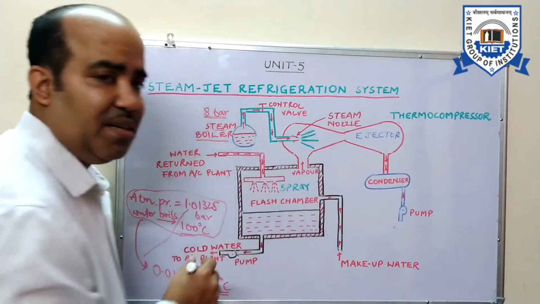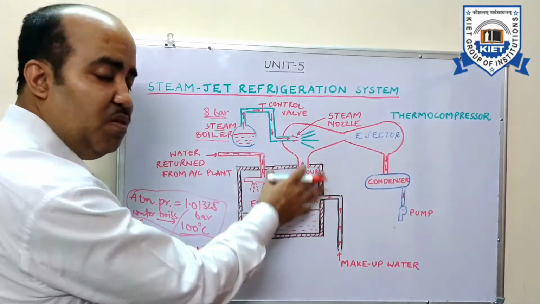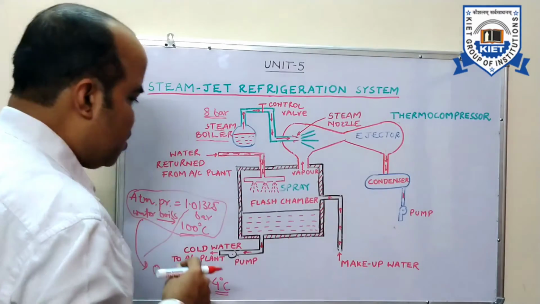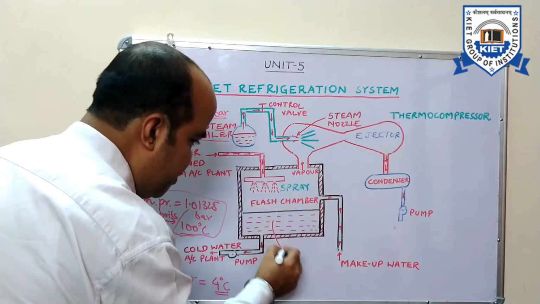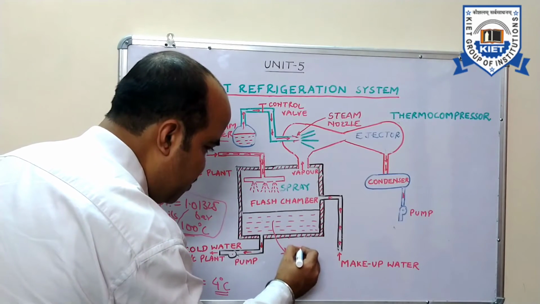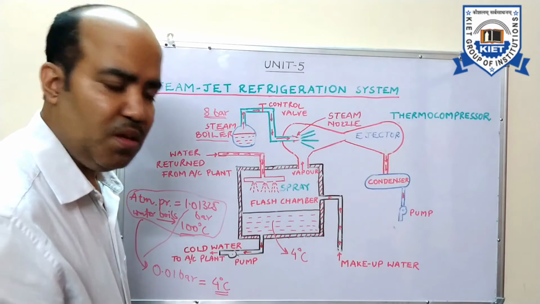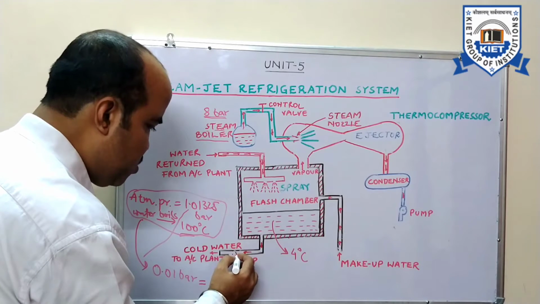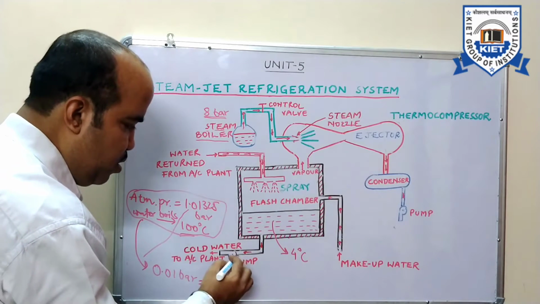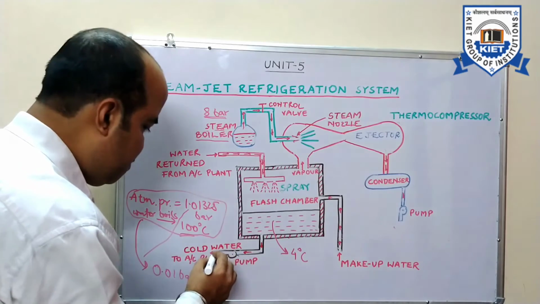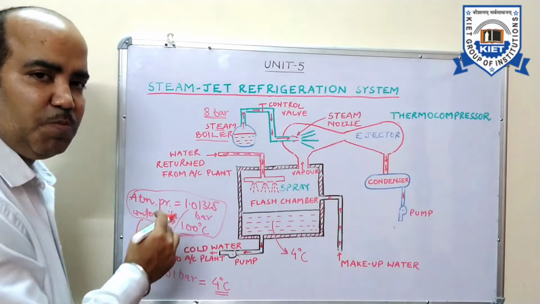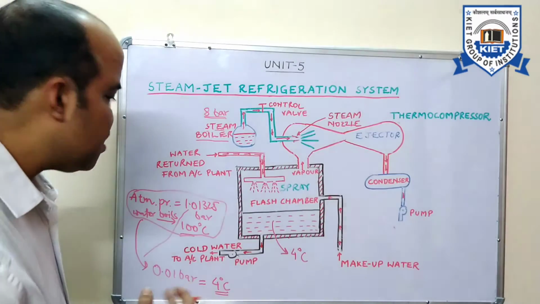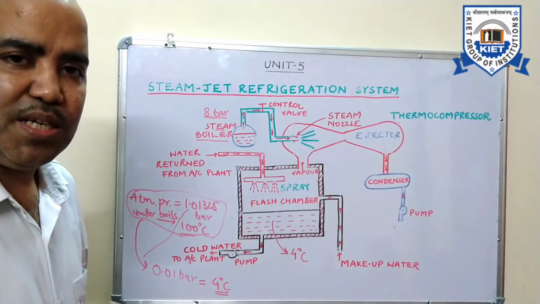Side by side, let us now look at the function of this flash chamber or the evaporator. First of all, I told you that the temperature of this water is of the order of 4 degrees Celsius, let us assume. Now this cold water is allowed to pass through this cold water pump. By means of the pump, this cold water is supplied to the space which is required to be cooled, or the air conditioning plant, where there is some cooling requirement.